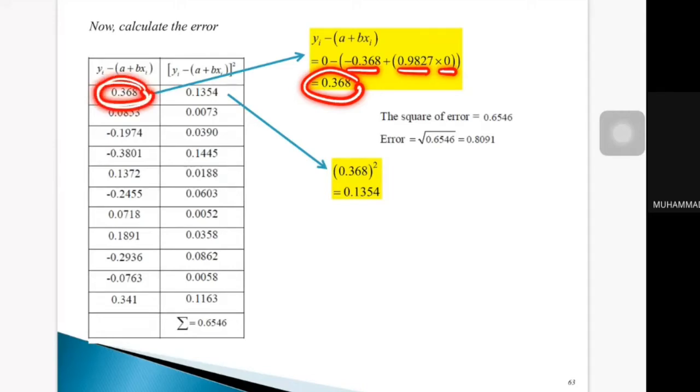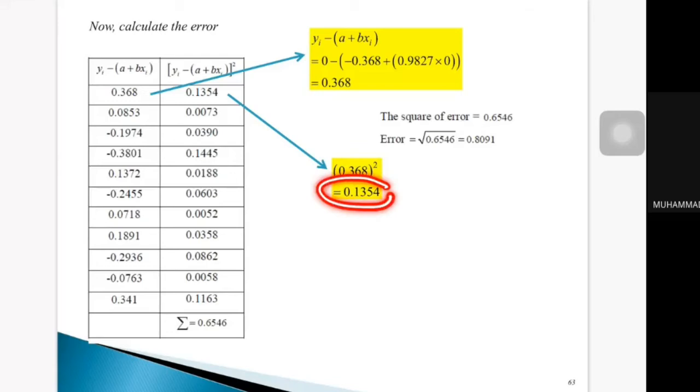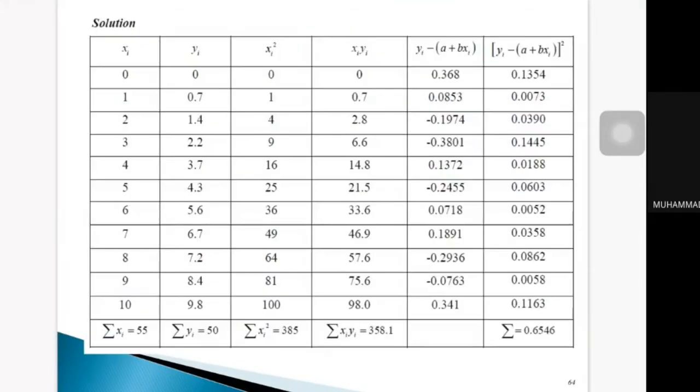This is how you get 0.368. And then you need to square it. Okay, just square this value. Okay, so you will get 0.1354. So the square of error, this is the value 0.6546. And the error is the square root of this value, 0.8091.